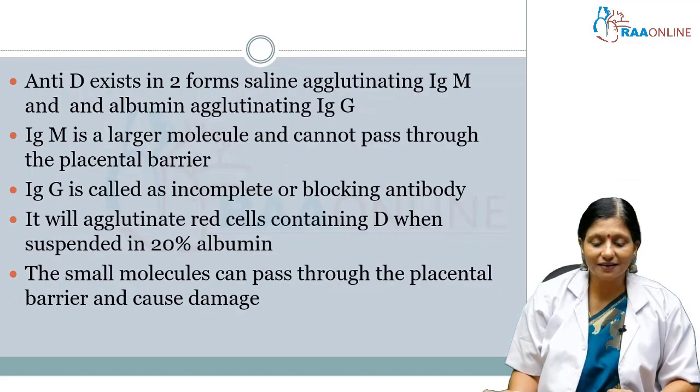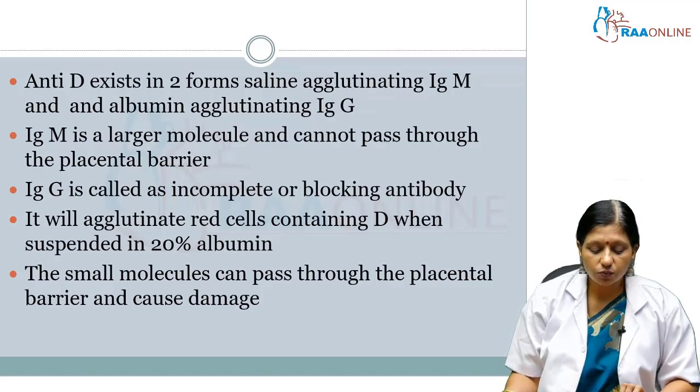Now anti-D exists in two forms, saline agglutinating and albumin agglutinating. The saline agglutinating is IgM, it's a bigger molecule and it cannot pass through the placenta. Albumin agglutinating IgG is an incomplete antibody and it's a blocking antibody. It will agglutinate the red blood cells containing D when suspended in 20% albumin. So it is called albumin agglutinating antibody.